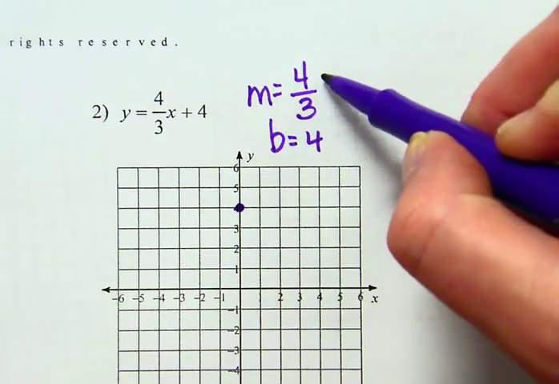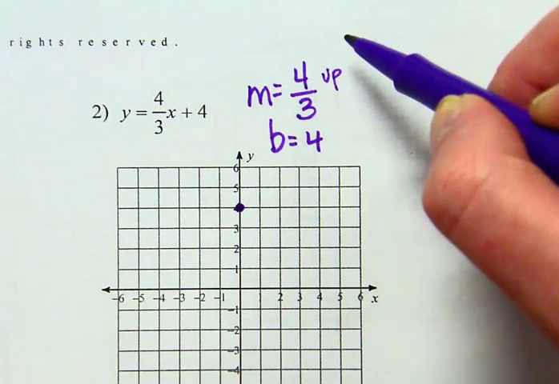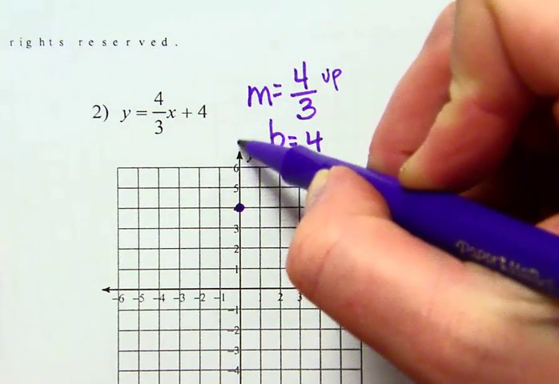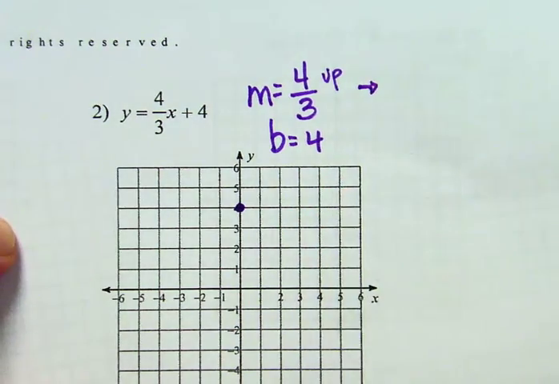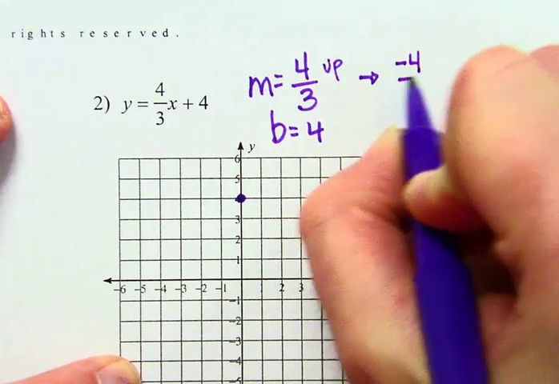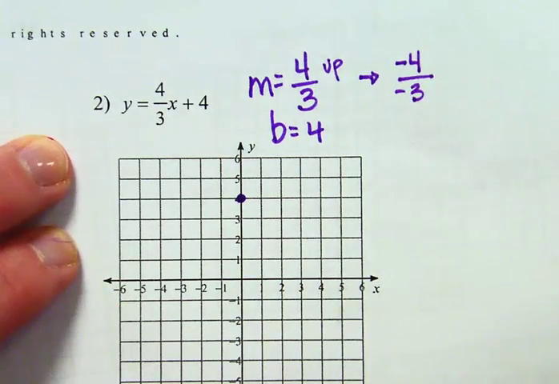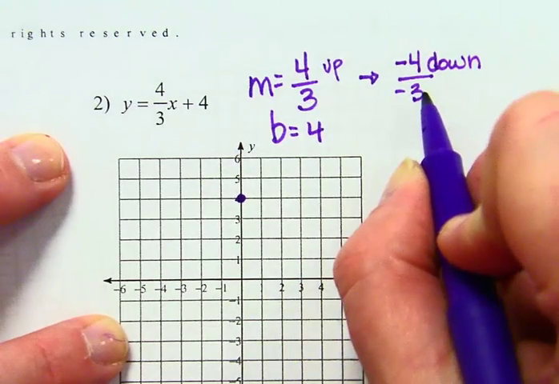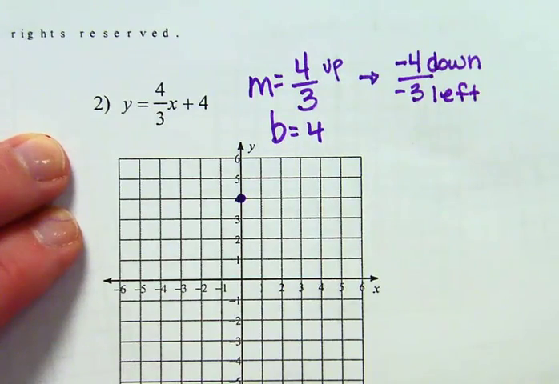Now, I would like to go up 4. Rise is a positive 4, I go up. But when I go here and I try to go up 4, there's not enough spaces on my graph. So I have to change this to something that's equal to the same thing. A -4 over a -3 is equal to +4 over 3. This means for my rise, I will go down, and for my run, I will go left. That will still give me a positive slope.